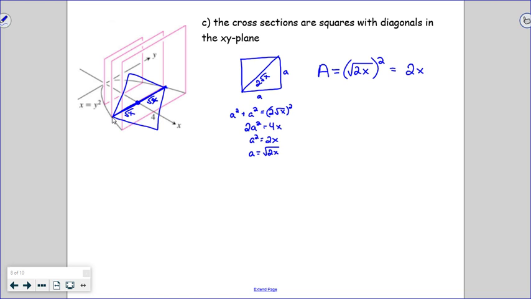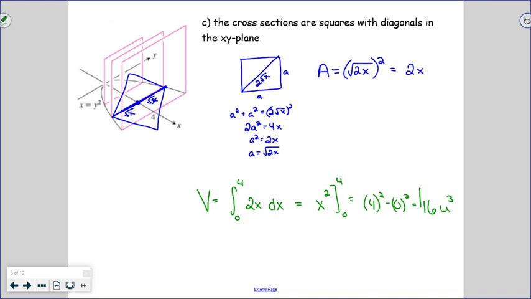So then putting that into our volume formula, same direction, so still going along our x-axis from 0 to 4, our area is now 2x in terms of x, which gives us an antiderivative of x squared evaluated from 0 to 4, or a volume of 16 units cubed.